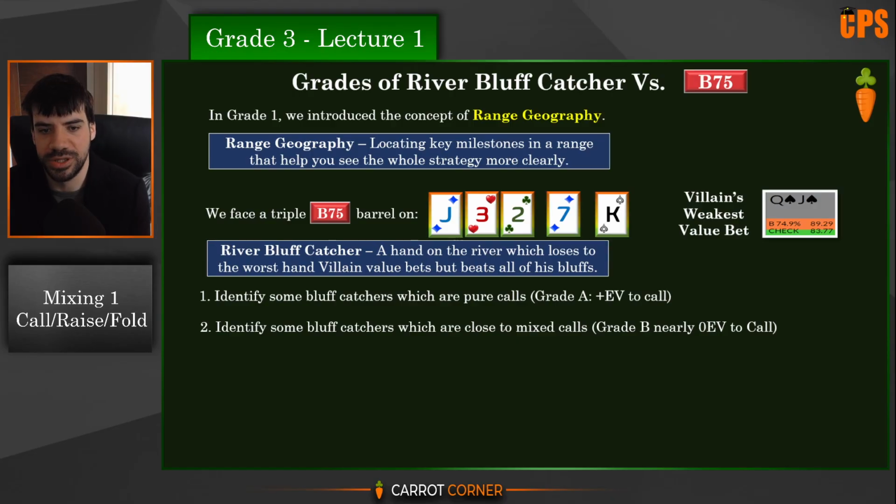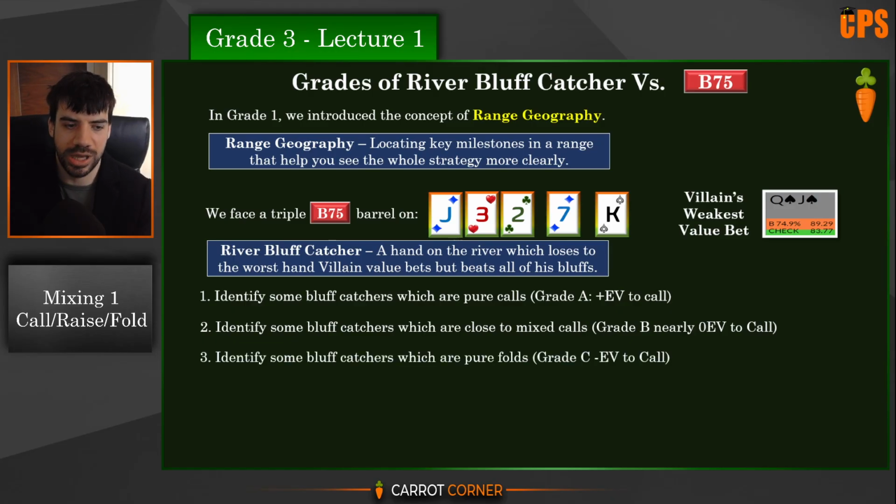The reason it's important to do that is just that we don't want to be copying solver frequencies. We want to be learning where the EV starts to become positive or negative, and if that's only by a small margin, we don't have to worry about it, because in reality things will be a bit different anyway. And thirdly, can we identify some bluff catchers which are pure folds? That means they're grade C, and they're actually leaking money if they choose to call. I'll give you a few minutes, and when you're ready, unpause the video.